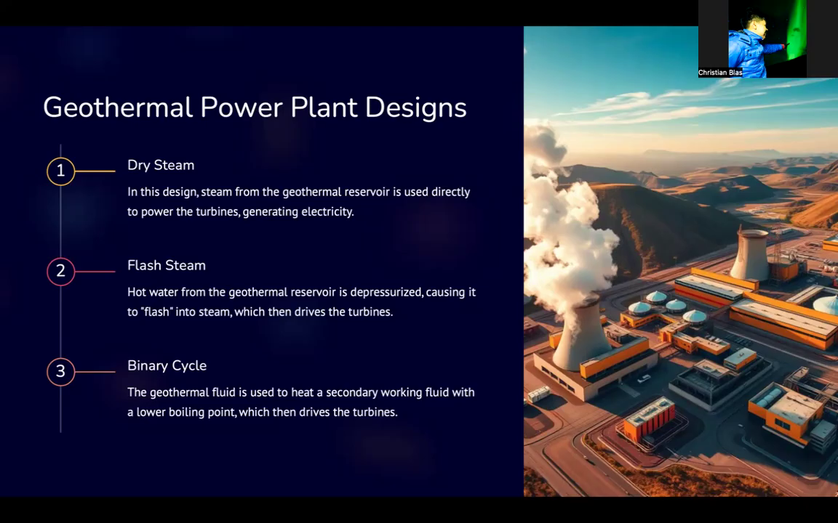A binary process may be an attractive alternative to a flash steam process in geothermal fields producing high salinity brine. Since the brine can remain in a pressurized liquid state throughout the process, and it doesn't pass through a turbine, problems associated with salt precipitation, scaling, as well as corrosion and erosion are greatly reduced. So these are for the binary.